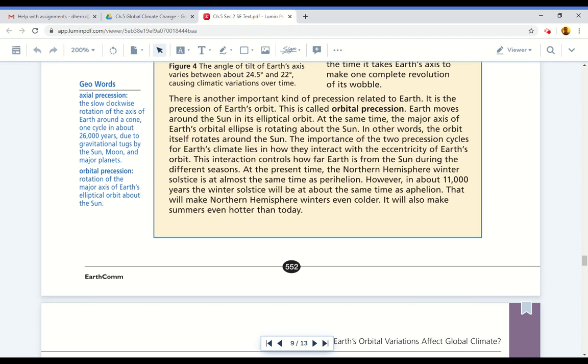At the present time, the northern hemisphere winter solstice is at almost the same time as perihelion. However, in about 11,000 years, the winter solstice will be at about the same time as aphelion. That will make northern hemisphere winters even colder. It will also make summers even hotter than today.